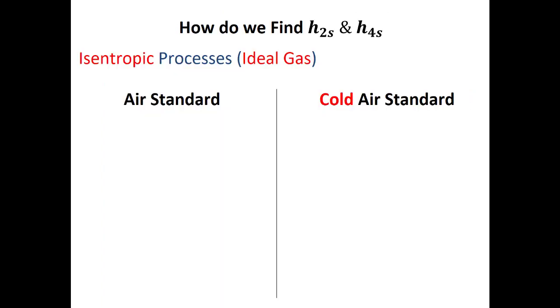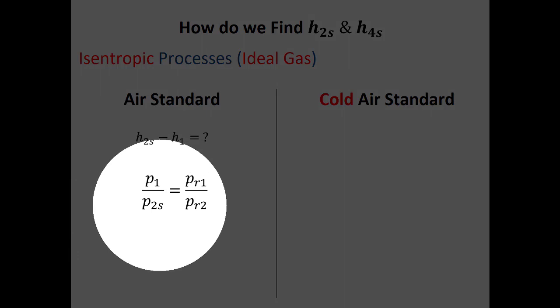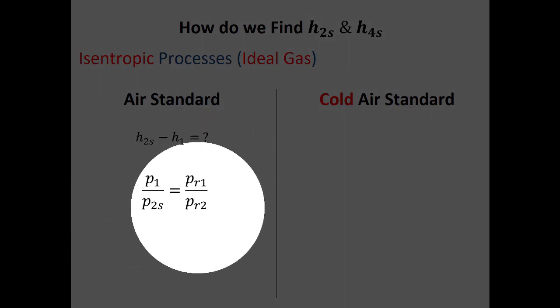There are two ways to do this, right? Am I using variable specific heat or air standard analysis, or am I using constant specific heat or cold air standard analysis? If it's air standard, I'm actually going to find the enthalpies by looking stuff up on table A22. Here, between state 1 and state 2, I know this is an isentropic process. Because it's an isentropic process, I know that the ratio of the pressures is going to be equal to the ratio of the reduced pressures.